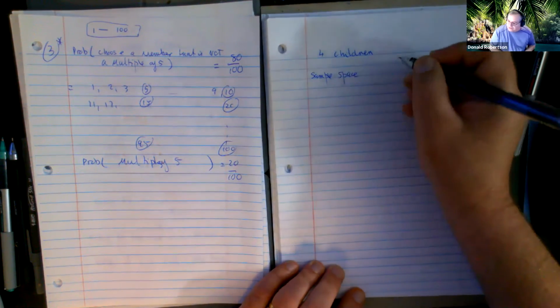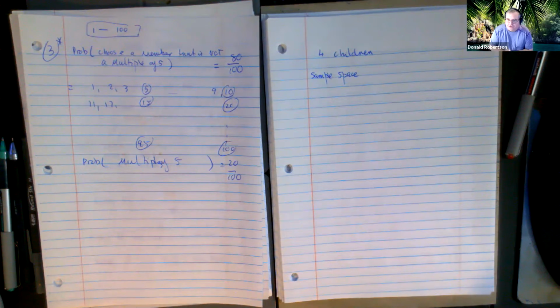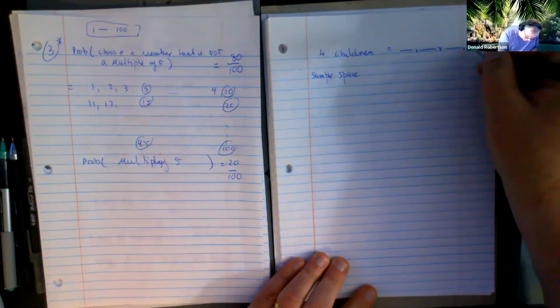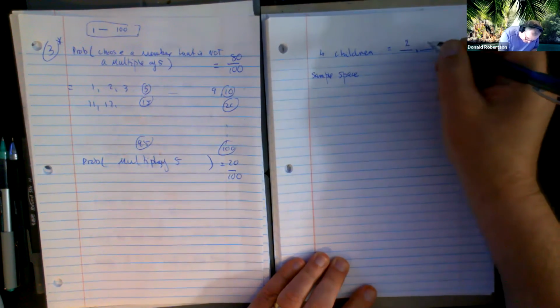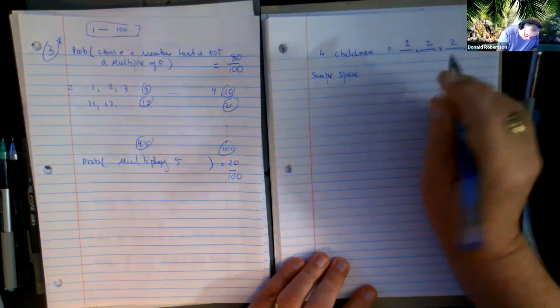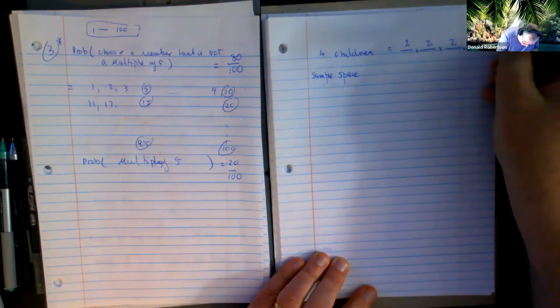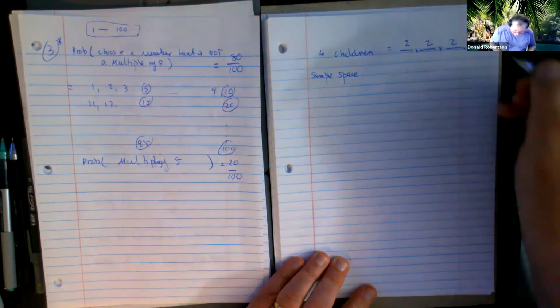So let's answer the first question. The first question is, how many different things can happen when you have 4 children? First child, second child, third child, fourth child. 2 things can happen for each child: 2, 4, 8, 16. That means that my sample space is going to have 16 things in it. So I know when I've got 16, I finish.